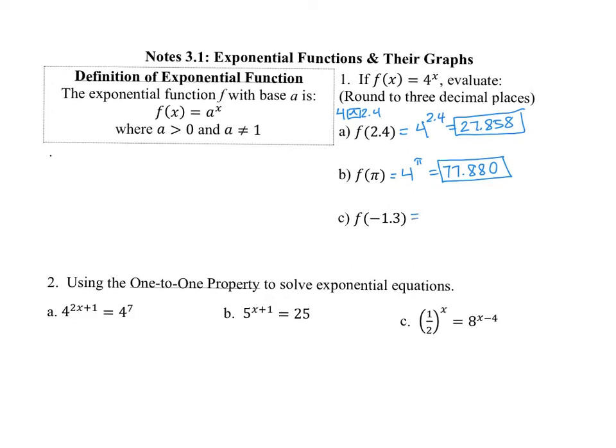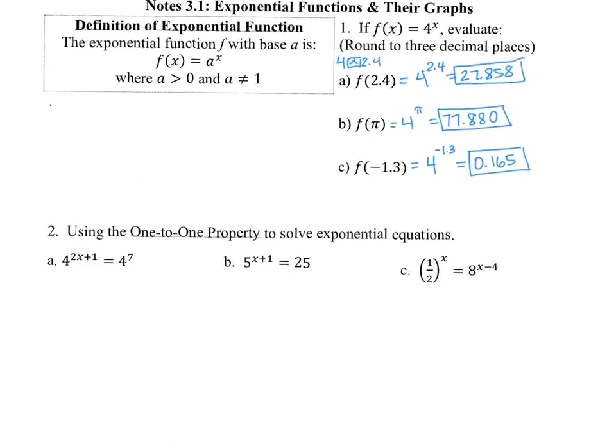Then one more, and this is just to make sure you can work your calculator. That's a negative 1.3. 4 to the negative 1.3 is 0.165. And it should get small because a negative exponent moves the base to the denominator, so it should be a small value. Those were just to make sure you could practice with your calculator.